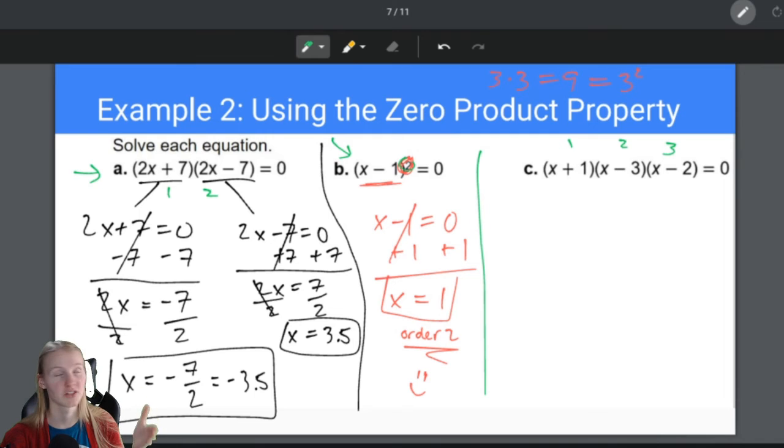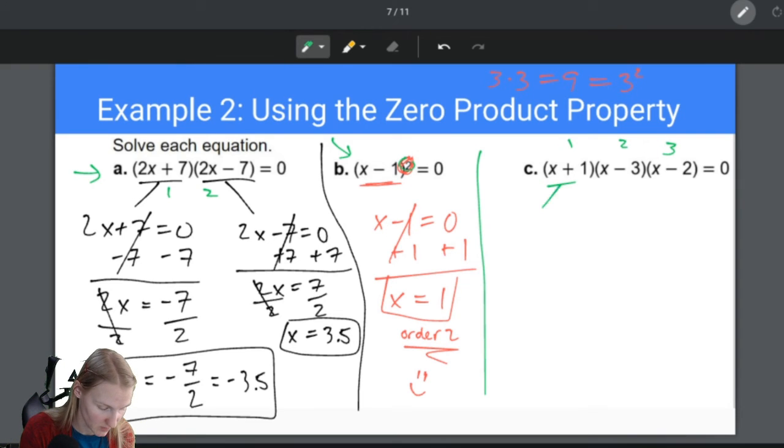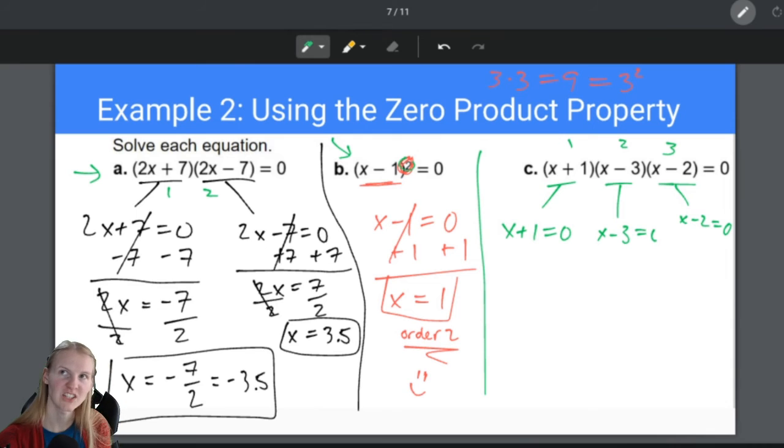If you do 1 times 3 times 1, it's still 3. If you do 1 times 2 times 3, it's still 6. So, we can do the exact same thing we've been doing, we just have to do it with all 3 factors. So we're going to have x plus 1 equals 0, or x minus 3 equals 0, or x minus 2 equals 0. It's a little cramped, but that's okay.